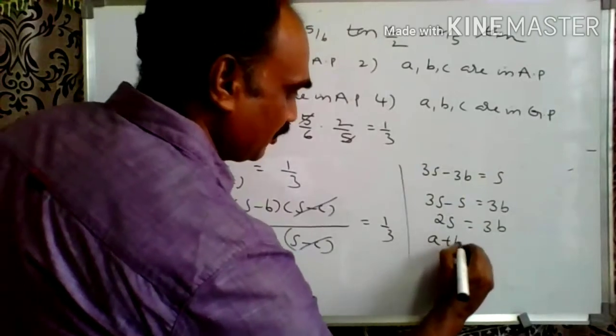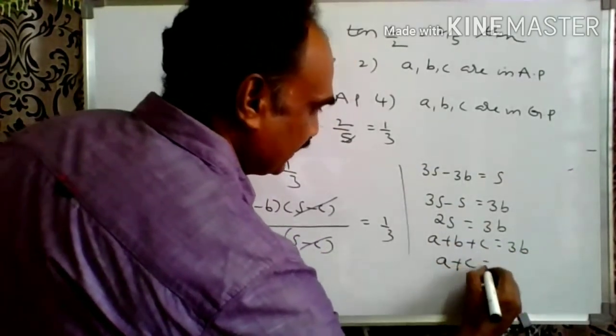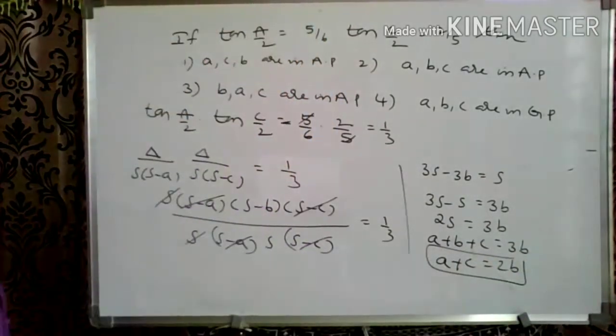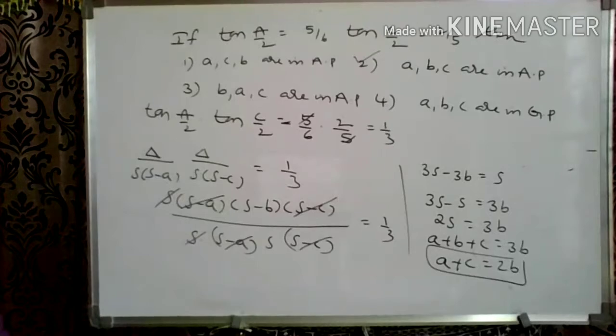So 2s is equal to a plus b plus c is equal to 3b. So a plus c is equal to 3b minus b, which is 2b. So 2b is equal to a plus c. So a, b, c are in AP. 2b is equal to a plus c, so a, b, c are in AP.